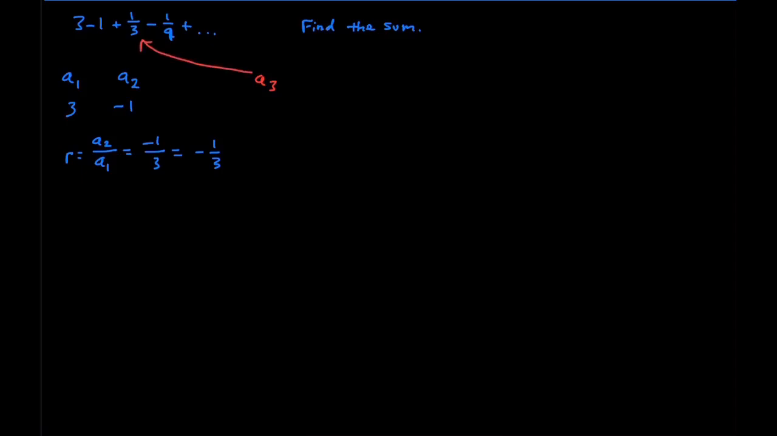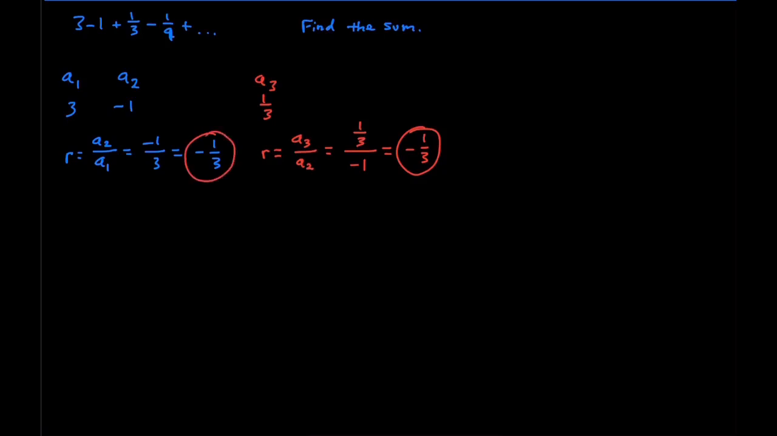A3 is the 1/3. So to check if there's a common ratio here, you'd say A3 divided by A2. And when we plug these in, A3 is the positive 1/3. A2 is the -1. This will just cause the sign to reverse, and it becomes -1/3. So far, these are the exact same. And you can go further and check with A4. A4 is -1/9.